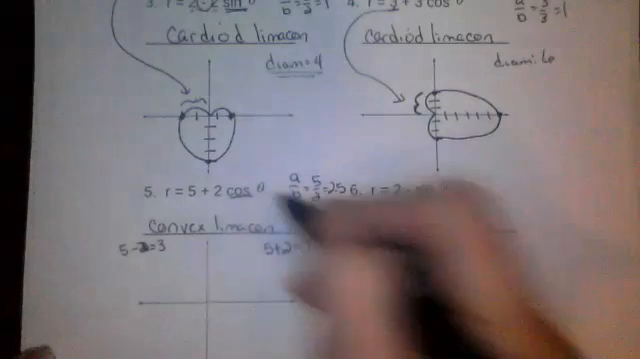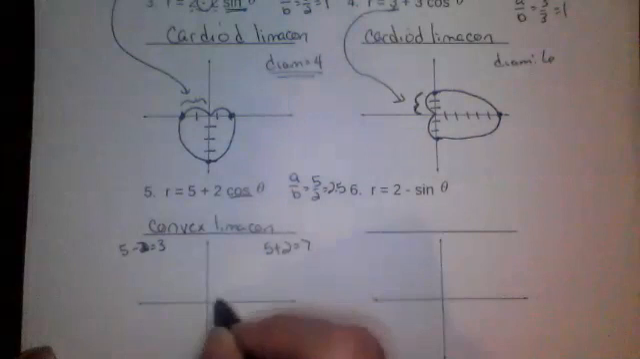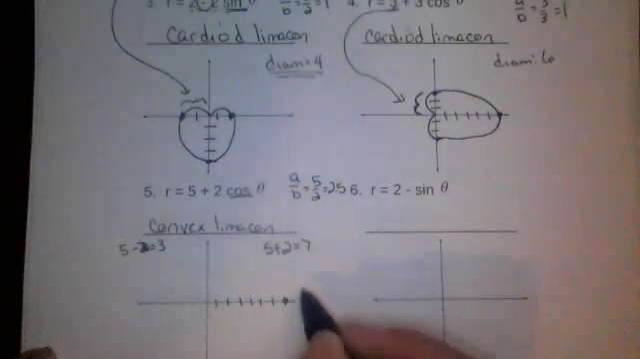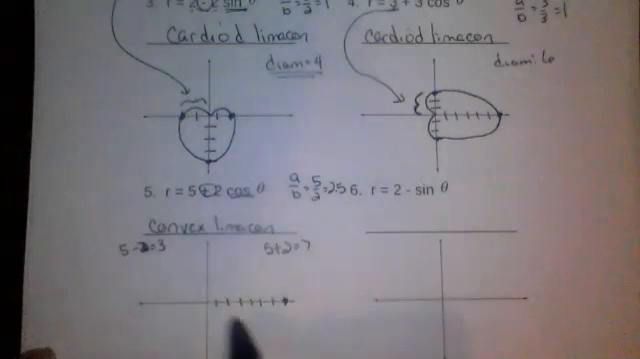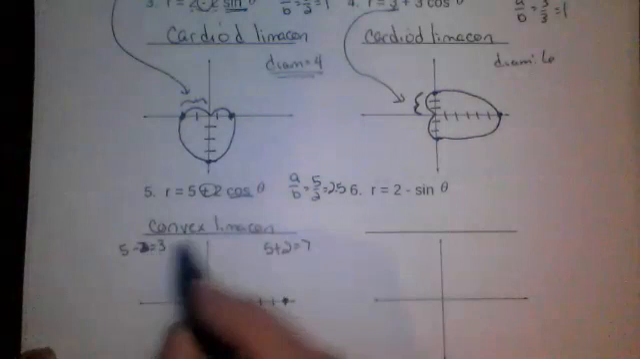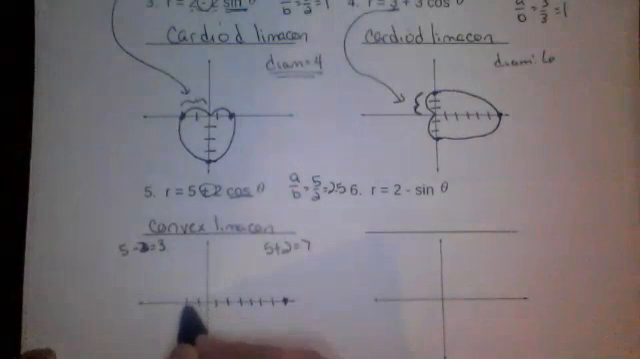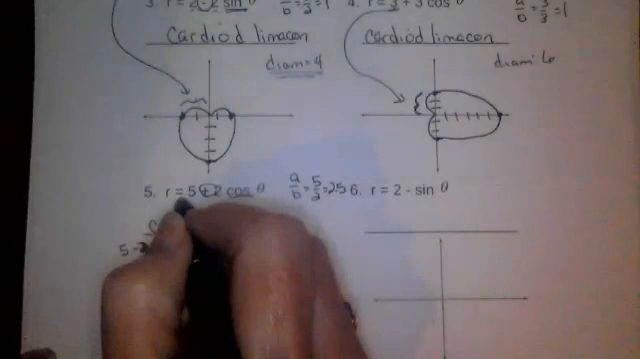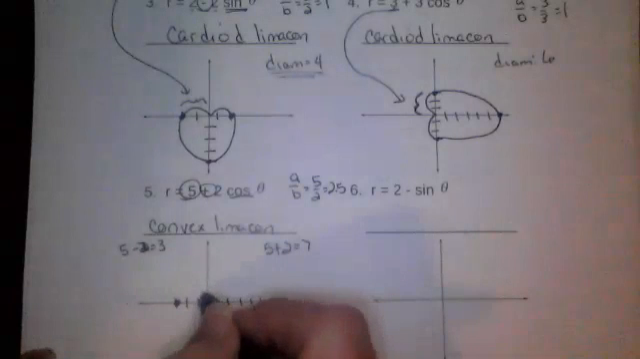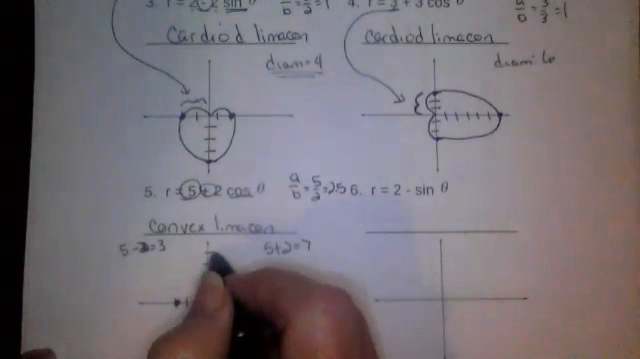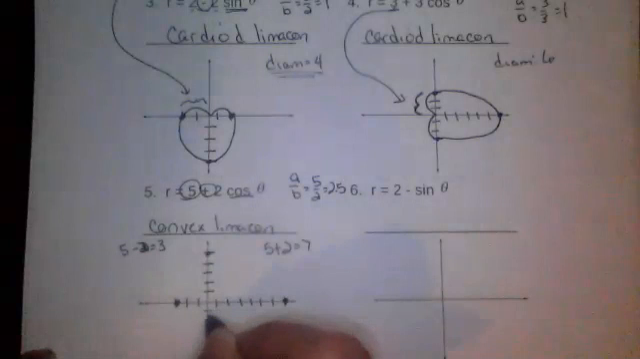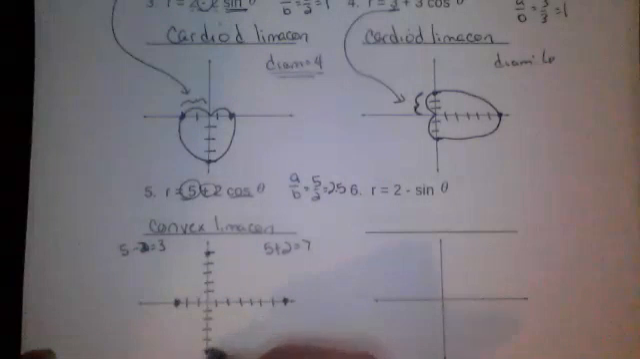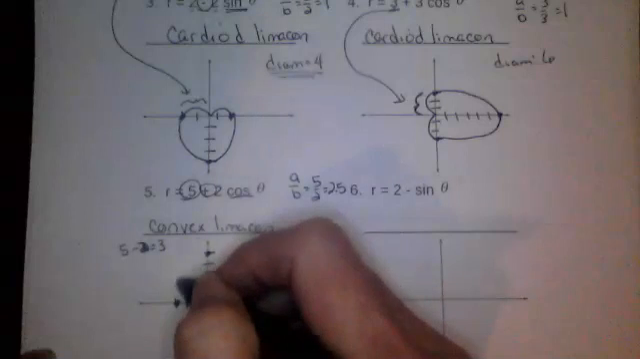Now this one's the cosine, so it's going to be on the x-axis. So we're going out 1, 2, 3, 4, 5, 6, 7 to the right. Because it's positive, that's going to be your bigger side. And out on the other side, we're going out 1, 2, 3 to the left. This 5 tells us how far we're going up and down. 1, 2, 3, 4, 5 up. 1, 2, 3, 4, 5 down. So this one's going to be flat.